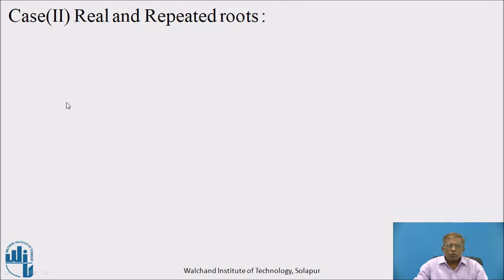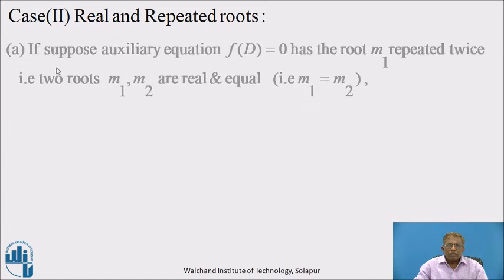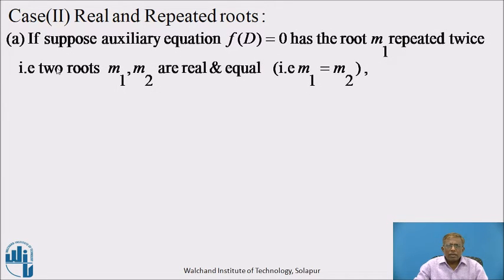Now, case 2. Sometimes the roots may be real and repeated. Suppose the auxiliary equation f of D equal to 0 has the root m1 repeated twice. That means two roots m1 and m2 are real and equal, that is m1 equal to m2. Then how to write a complementary function? Here the number of roots is 2, hence we choose two constants c1 and c2.